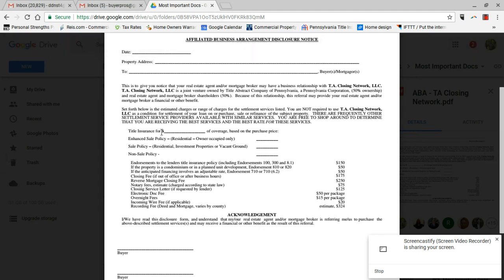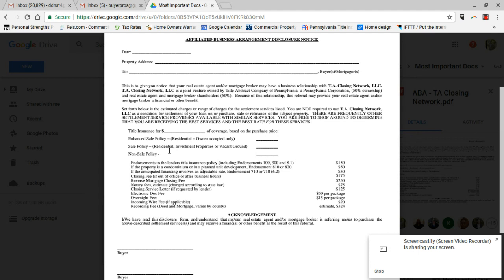So this one, you're going to fill it out by putting in the purchase price right here. So that says title insurance for, and you put the purchase price in, and that's of coverage based on the purchase price. And then it's got enhanced sale policy, and non-sale policy. I have a brochure back in my office that has all of those title rates on it. If you don't have a copy of it, make a note and grab a copy before you leave today.